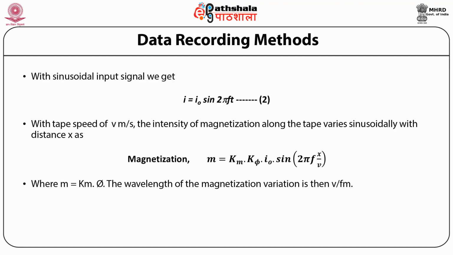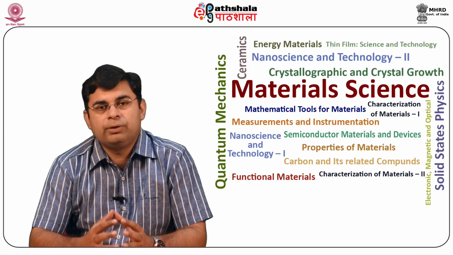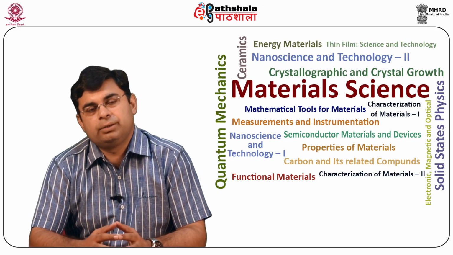The wavelength of the magnetization variation is then V divided by Fm. Thus, the resultant magnetic field in the recording gap enables magnetic recording as the tape passes under the gap. Direct recording is mainly employed for recording speech and music, as in sound recording, and the ear averages the amplitude variation errors.